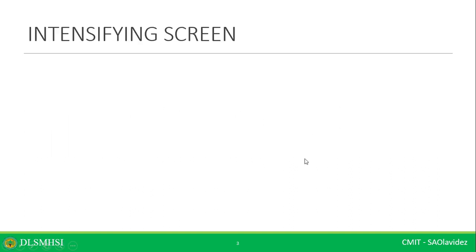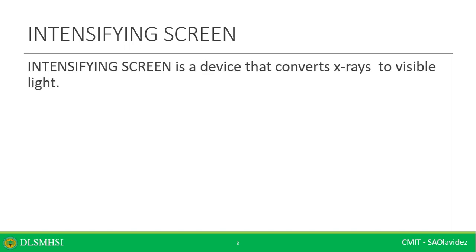So let us first define what intensifying screen is. Intensifying screen is a device that converts X-rays to visible light. It is probably hard to believe that a very powerful and energetic beam of X-ray can be converted to just an ordinary visible light. However, as radiologic technology students, you probably already know that it can be done because both energy belongs to the same electromagnetic spectrum.